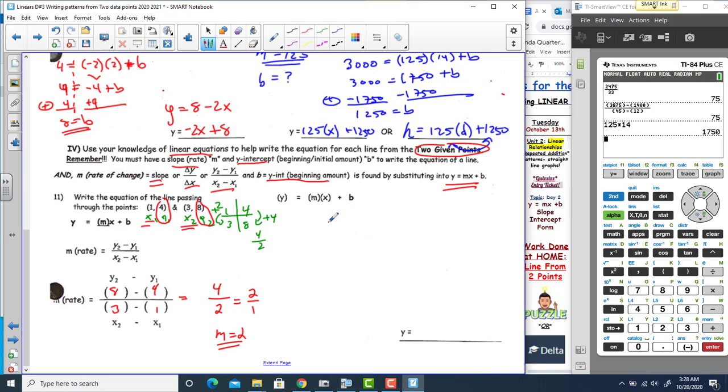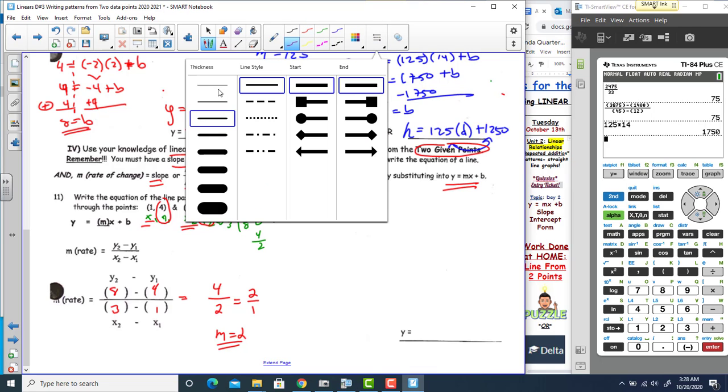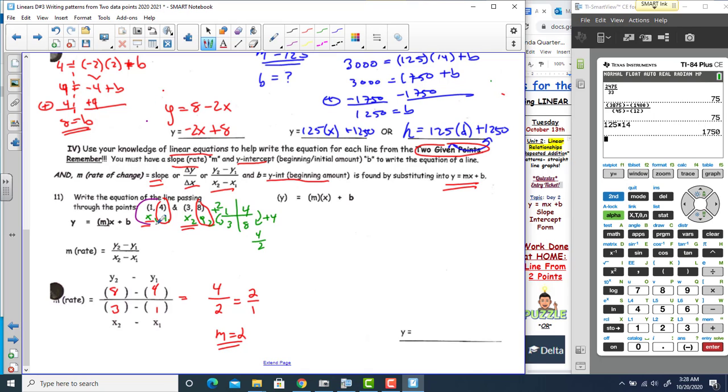Now that we know m, we'd have to go back and find b. And in order to find b, we have to use either of the 2 points. It doesn't matter which one. They're going to bring us to the same beginning amount. I often select the first point to work from, and I'll substitute into y, m, and x.